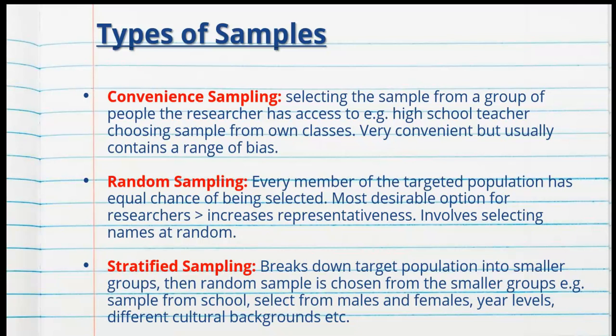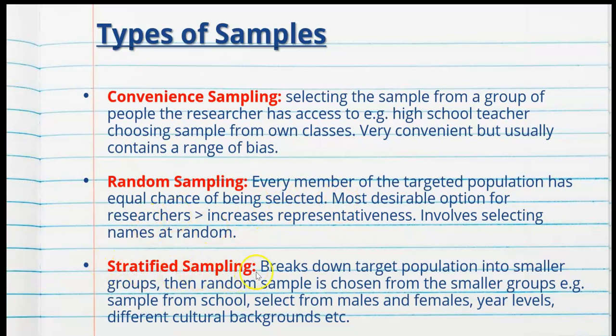geographical location as well. The ideal solution would be random sampling. All right, so every member of the targeted population has equal chance of being selected. This is, again, more desirable because it increases representativeness and it involves selecting names at random. So the more random the sample, the more likely it is that it's going to be less biased and the groups are going to be more equivalent, which is good. So random sampling where possible is the ideal option because it reduces a lot of those participant variables that cause inaccuracies in validity and reliability as well, or it not being consistent.